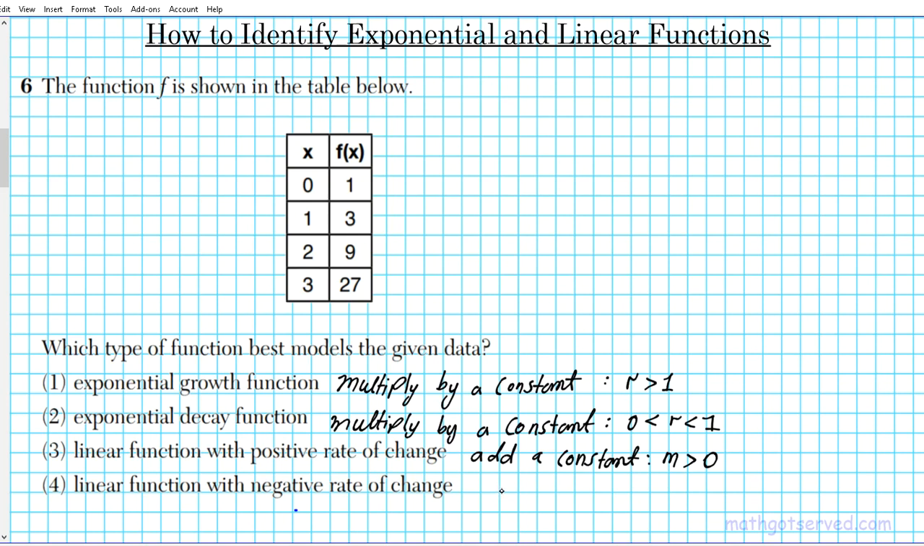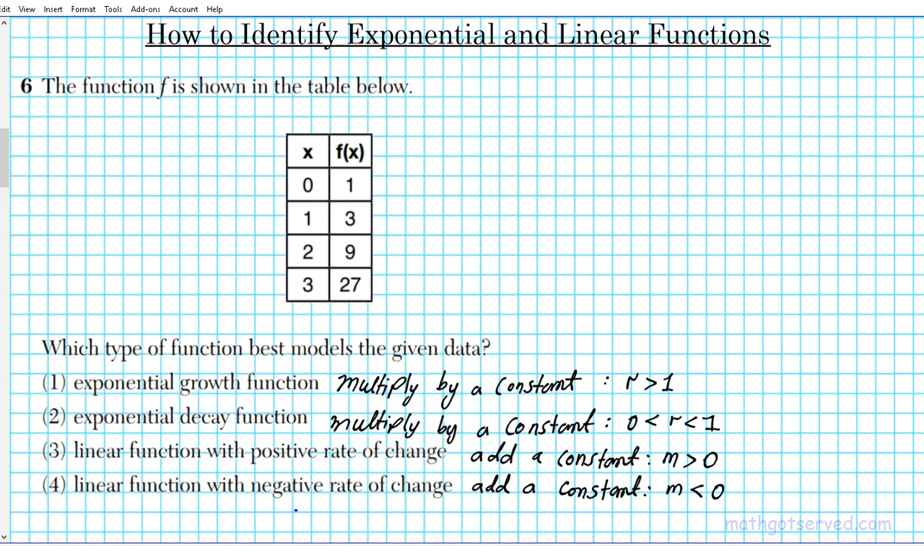How about a linear function with a negative rate of change? In this case, you're going to add a constant again, but guess what? The constant is going to be negative. Let's call that constant m; it is going to be negative. Think about a negative slope of a line. That's the deal here. Adding a negative number repeatedly is equivalent to subtracting that number over and over again.